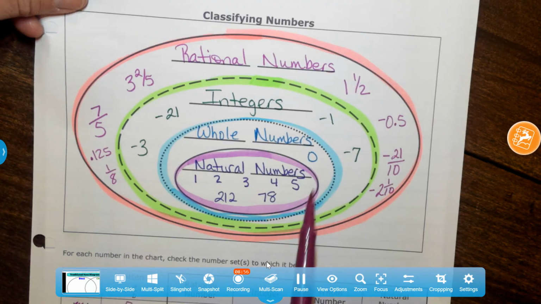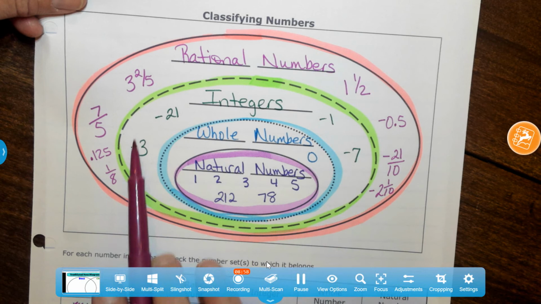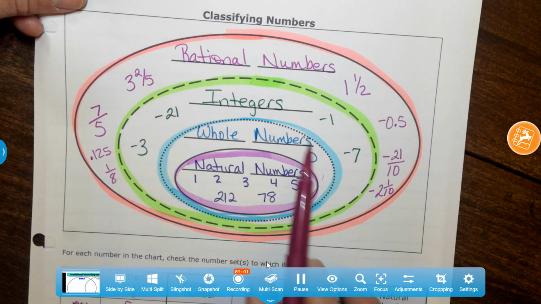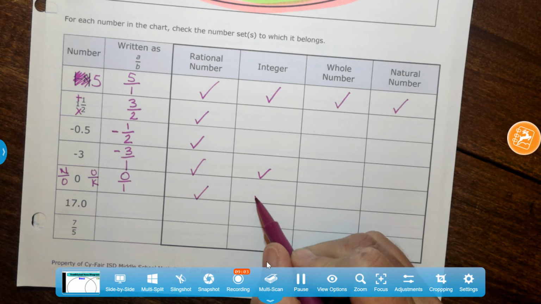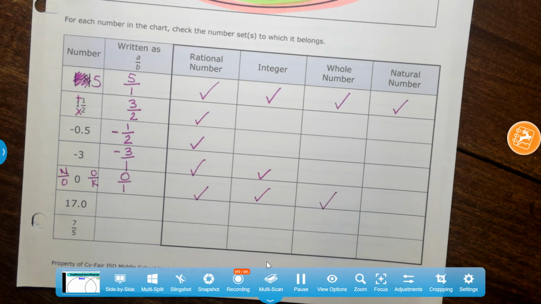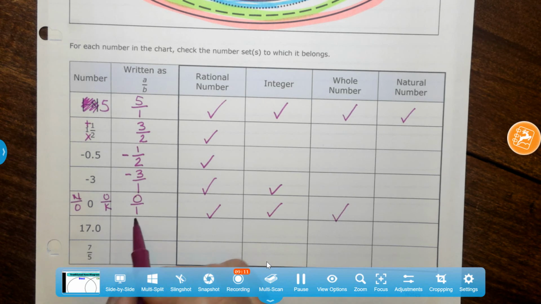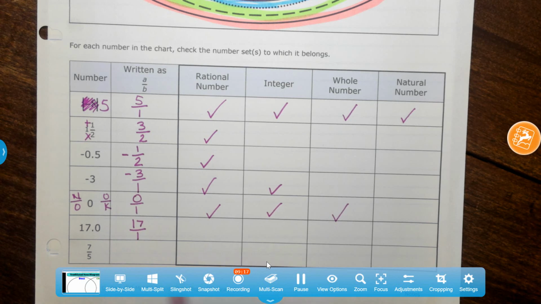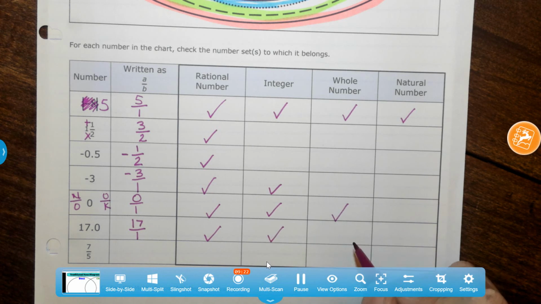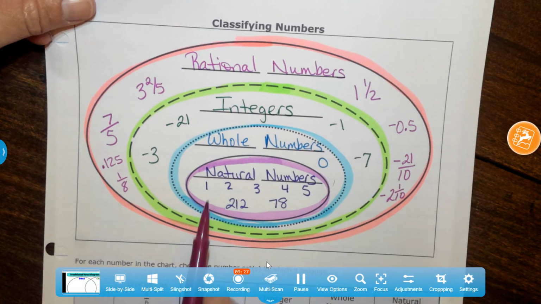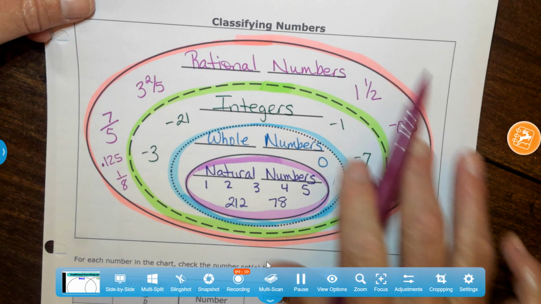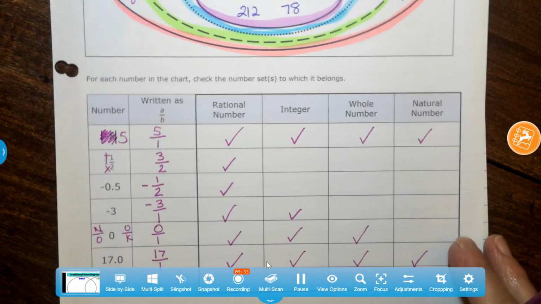But if you look up here, it's considered a whole number, making it also inside the integers and inside the whole numbers. So 0, rational, integer, and whole. It is not a natural number. Okay, this has a 17.0, but the .0 can drop off, making it just 17, and we can make it a fraction over 1, making that a rational number. 17 is also an integer. It's also a whole number, and it's a natural number, because if it's inside the natural numbers, it's inside all of the circles.